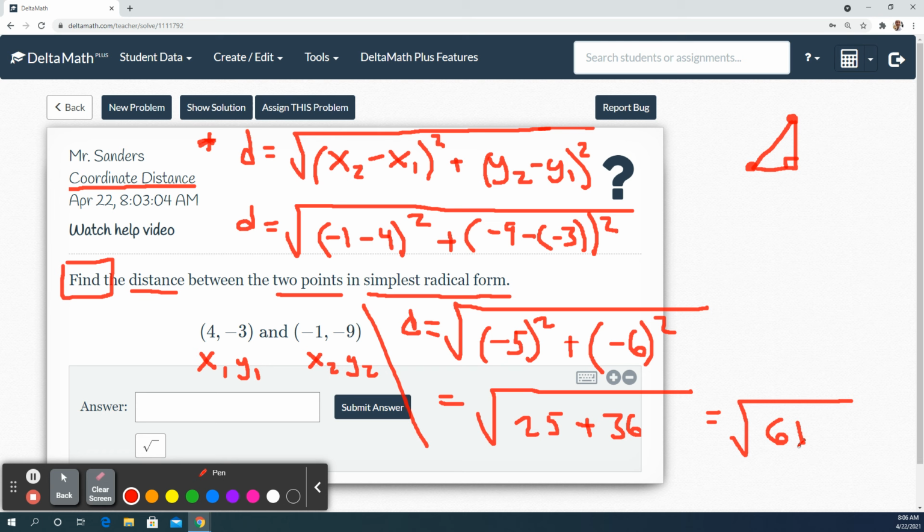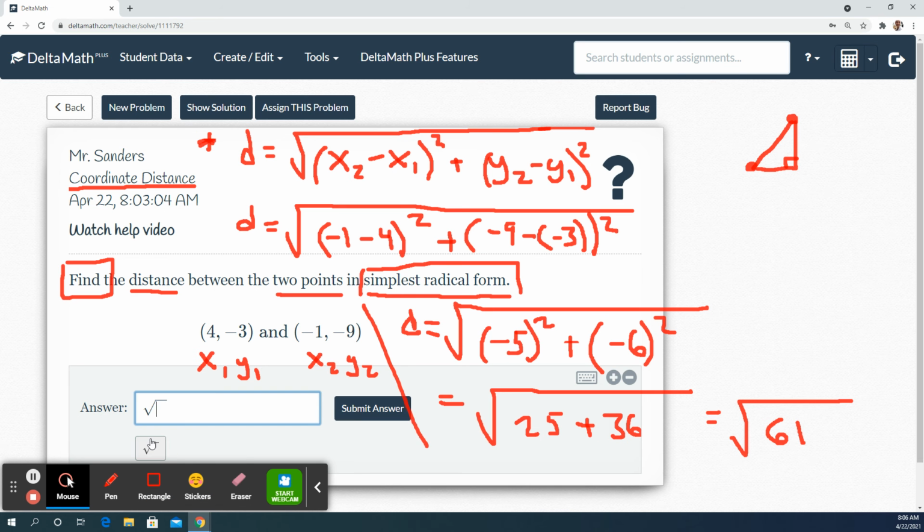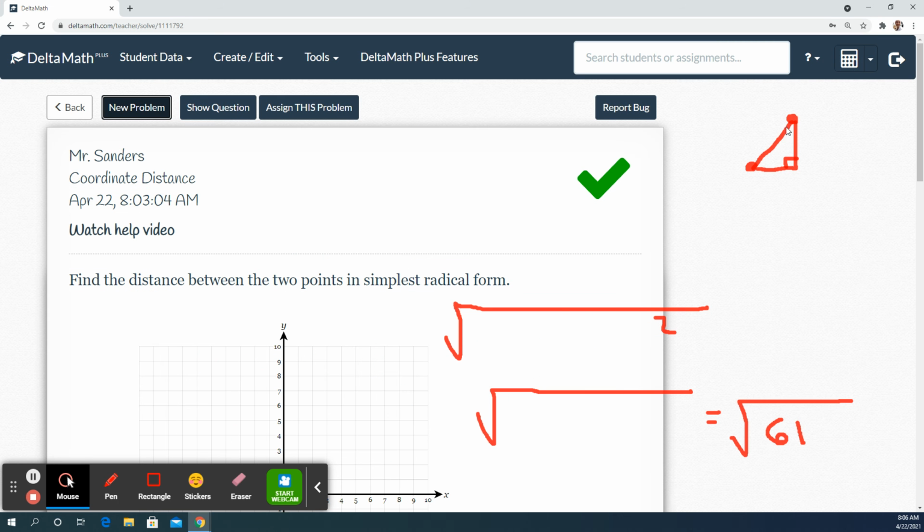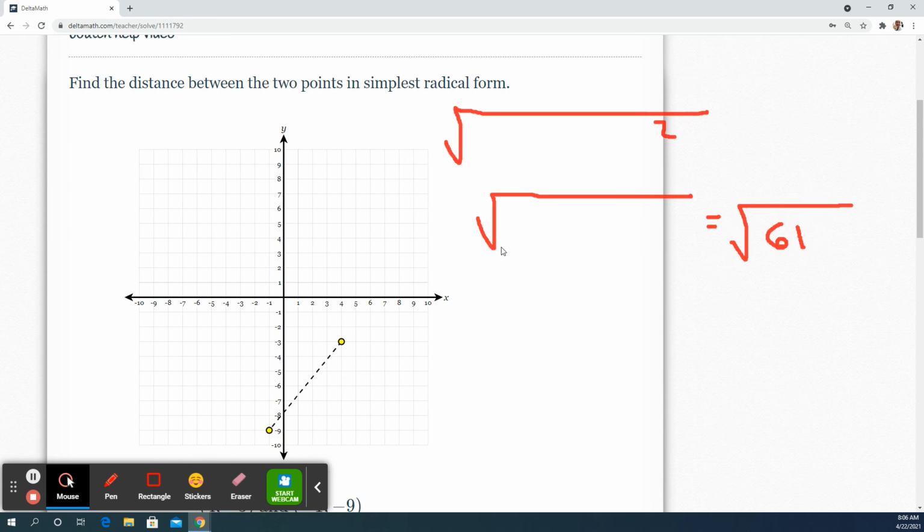61, I think, is prime, so there's nothing else we can do there. If there was, we always have to check if there's any pairs or perfect squares inside the radical. That's what this means, is they have to be pulled out. Answer: square root of 61. That's the distance between the 2 points. I guess you could kind of use a calculator and estimate, but it's pretty difficult. If this were a test question, very important, I'd probably do both methods to make sure that everything made sense.